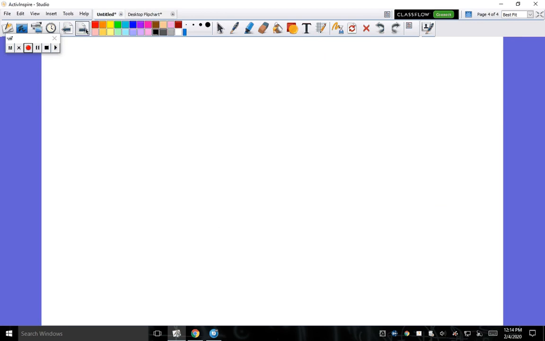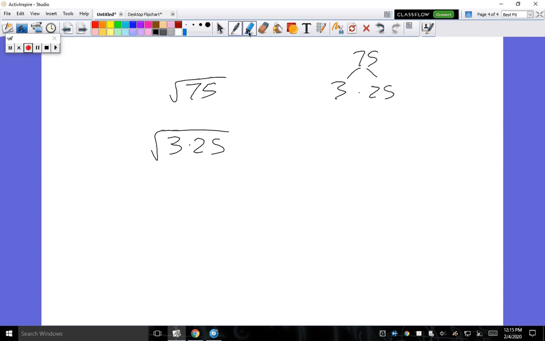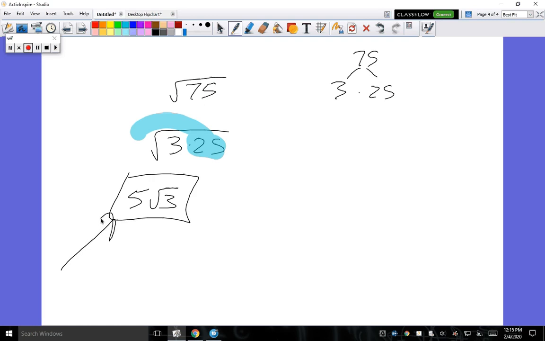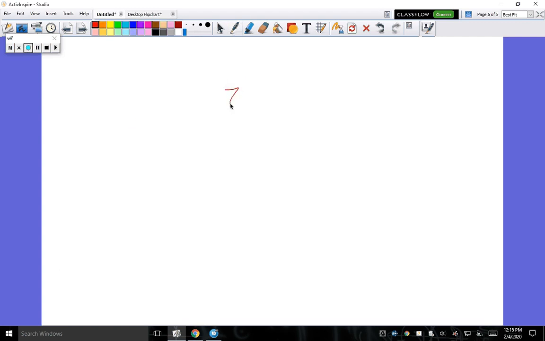We're only doing square roots right now. 75 would go to 3 and 25, and I could write that right here. And if I'm taking the square root, this 25 will come out as a 5, and this is what you would have on your bingo card. So if I call this, then you just check that off. Cool? Let's do one more and then we'll start. Let's say that I had the square root of 72.